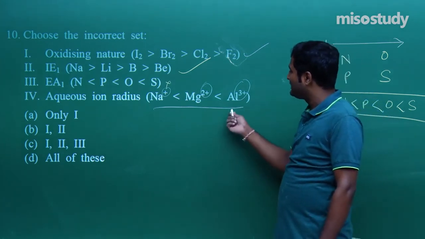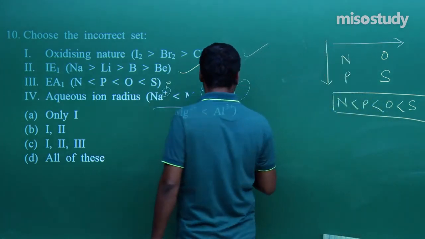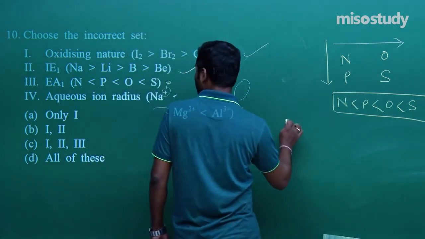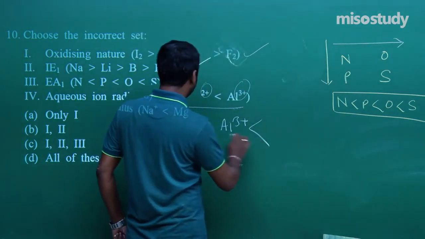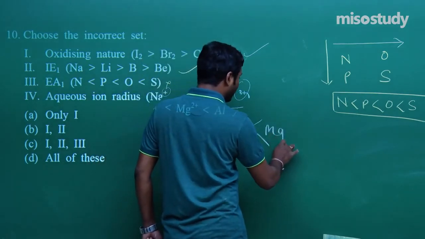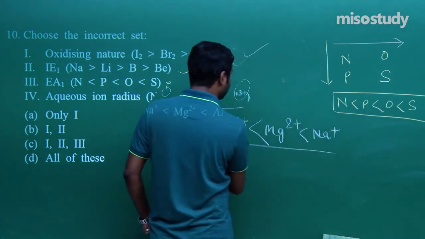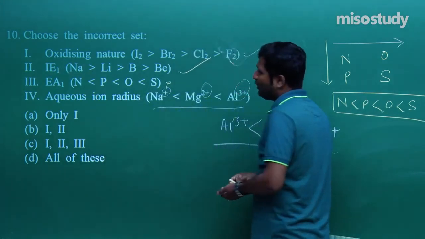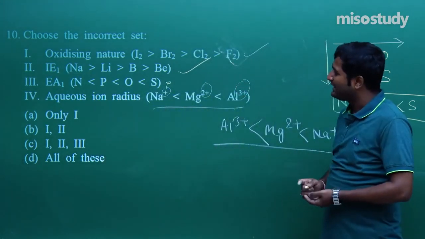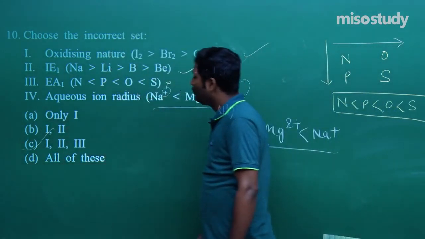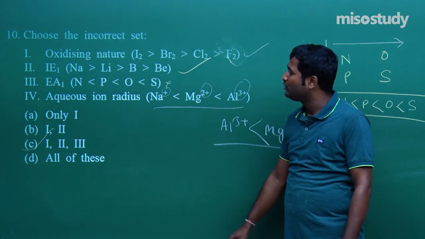So this is not a correct order. Here the order should be Al3+, then Mg2+, then Na+ for aqueous ionic radius. This is the correct order. So according to this, option C is correct: 1, 2 and 3. Clear to you?